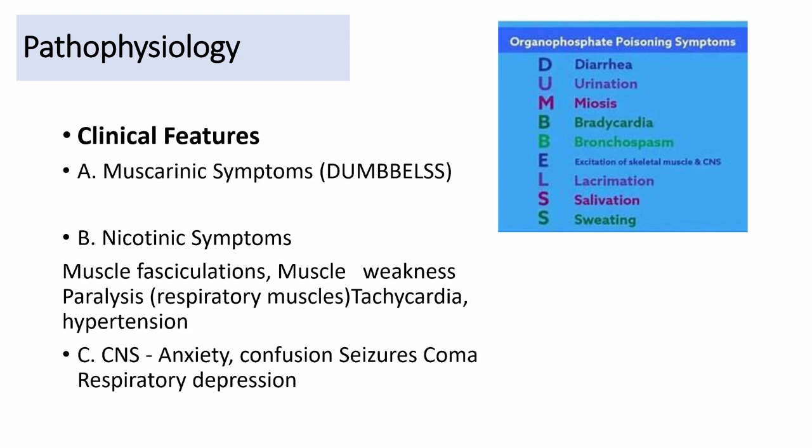The pathophysiology is mainly due to muscarinic symptoms, nicotinic symptoms and CNS symptoms. Muscarinic symptoms are just like the cholinergic toxidrome symptoms: salivation, miosis, pinpoint pupil, diarrhea, urination, and all the things for the leaking.